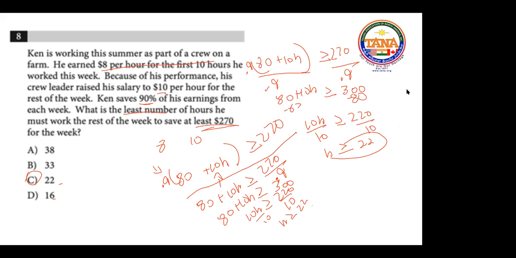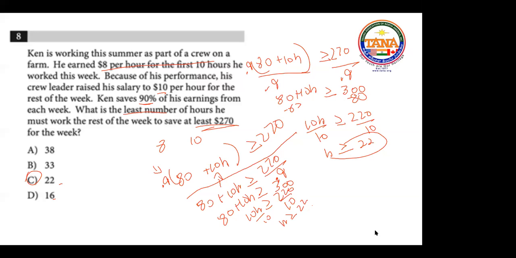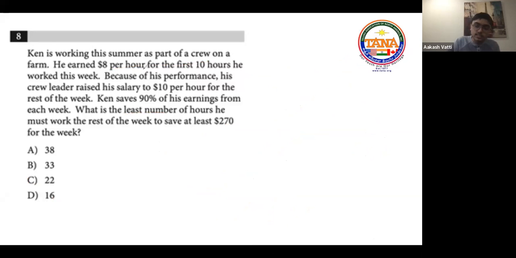Can you explain this problem again? I didn't understand it. Okay, so I'll erase this all and redo this. Hopefully I draw it a little bit neater this time. So you know that he has at least 80 hours, right? Because you have 8 times 10, so 80. And then he gets $10 for every hour after that.